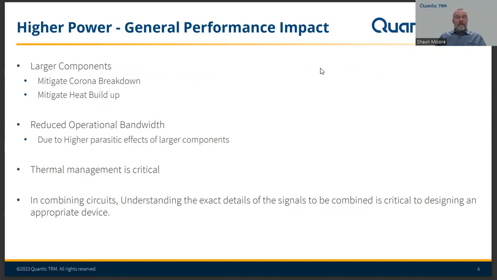Other problems that come up with higher powers: you have to worry about corona breakdown, or flashing over. You have to worry about heat, because now we're putting more energy into the system. Any losses in the system will all be converted to heat, and we have to get the heat out of the system. We do lose bandwidth. Like I said, as soon as we go to a higher power design, inherently due to the increased parasitics, bandwidth is going to be reduced.